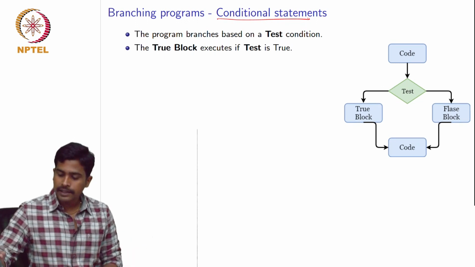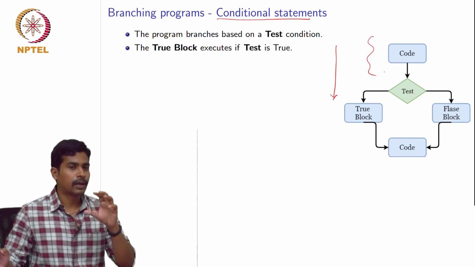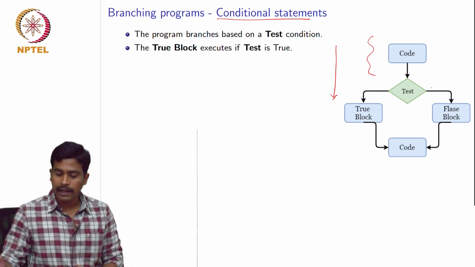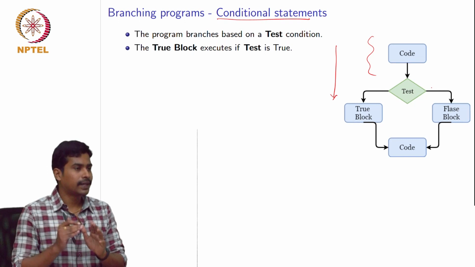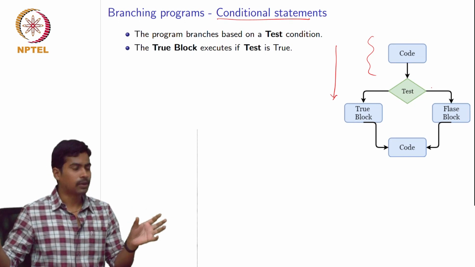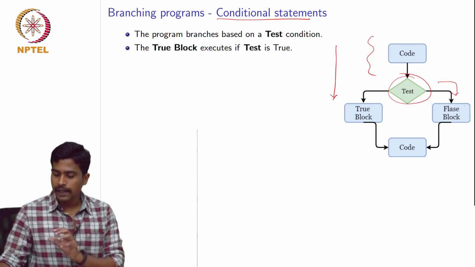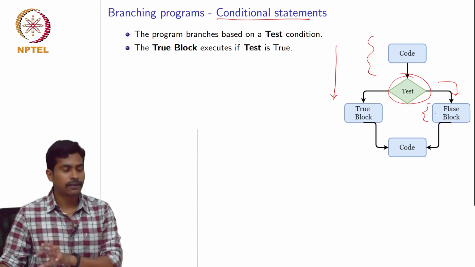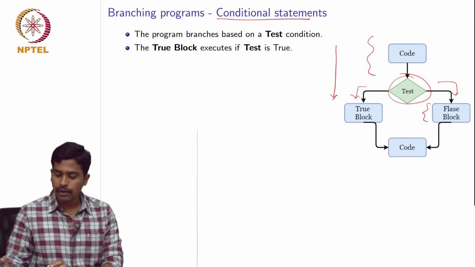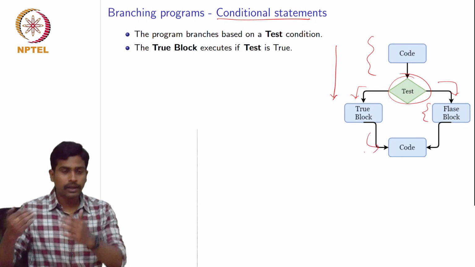Okay. So this is the way these programs execute. You have a bunch of program lines, and after a particular line you arrive at a point where you want to decide whether to run this part of the code or some other part of the code. So you write a test. If the test is true, you execute this bunch of code, and if the test is false, you run the other bunch of lines, and finally you go to the next part of your program.